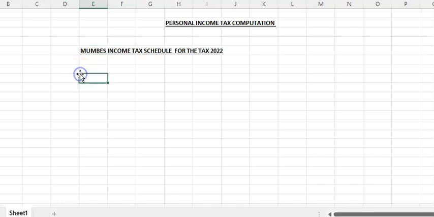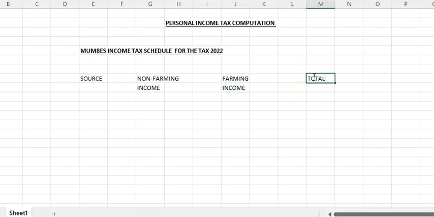So now how do we do it? You write here source. After writing the source, you write non-farming. Here where we're writing non-farming, we are going to put income that does not come from farming. Then we put farming income, and don't forget to put a dot on that side. Once you put that, you come here where there is source.